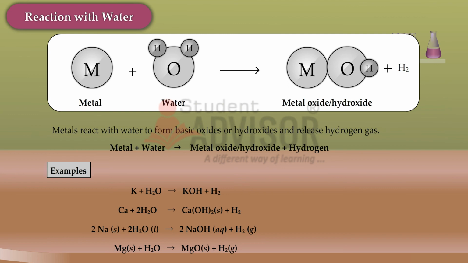Now test the solution with blue litmus paper. The color of blue litmus paper does not change. This shows that metal oxides are basic in nature.